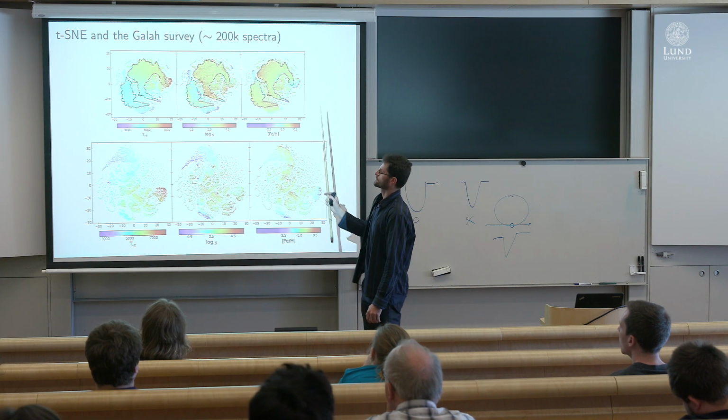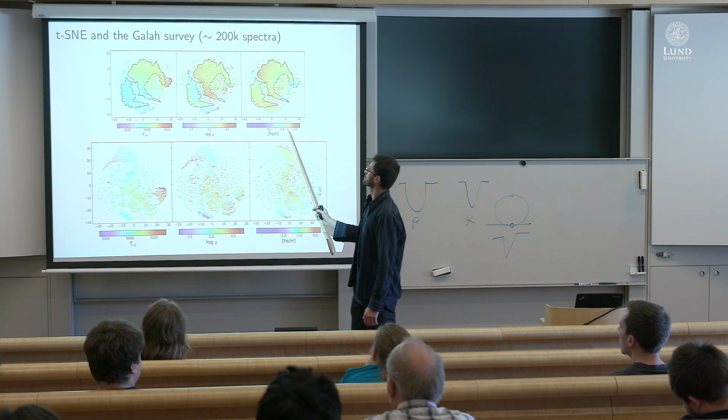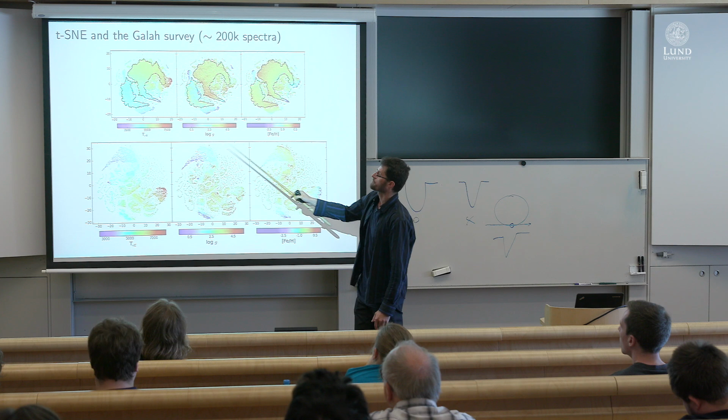The color labeling is according to some parameters, so temperature, gravity, and metallicity here. We see a nice gradient of temperature across the whole map.